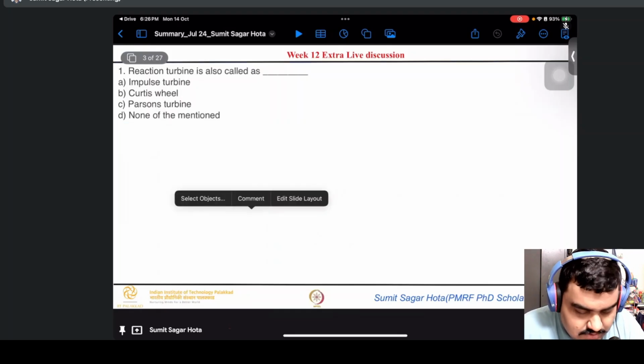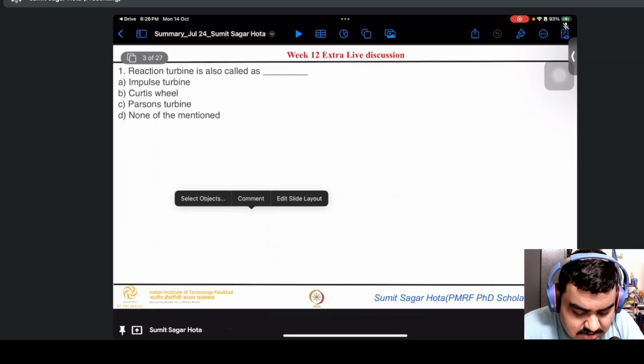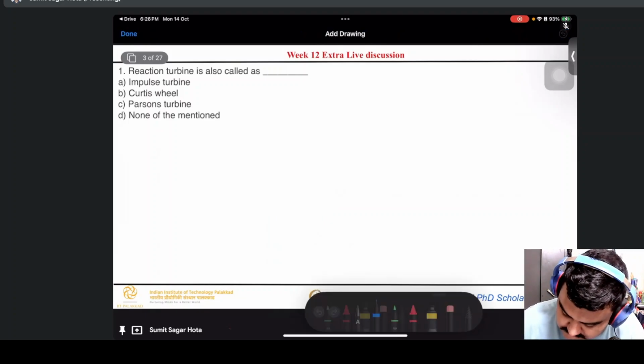Okay, so the first question is: the reaction turbine is also called as dash. So the reaction turbine is also called as Parsons turbine, invented by Parsons.